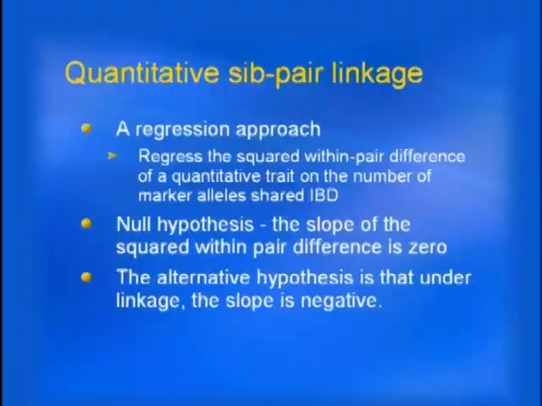And what we're looking for here is a negative slope, so a negative correlation. If the marker or the gene that we're looking at is truly the one that causes the disease, then we expect that the smaller the difference in the trait, the more alleles should be shared identical by descent. And so it should be a negative regression line. What we're testing is whether or not that slope is negative, or essentially different from zero. So the alternative hypothesis is that the slope is negative. We actually don't care if the slope is positive. That's evidence against linkage, so it's not that interesting to us.